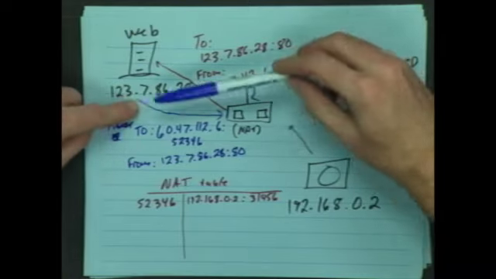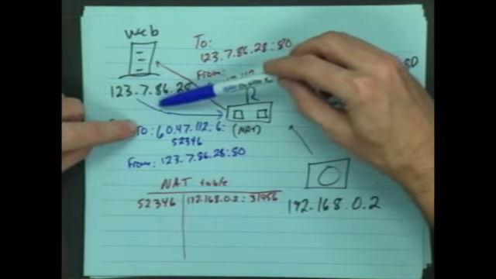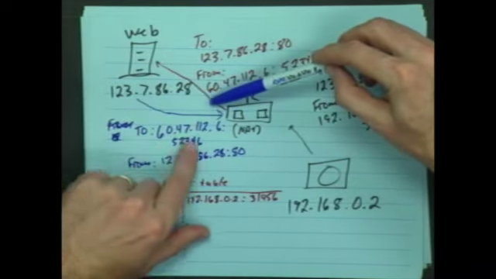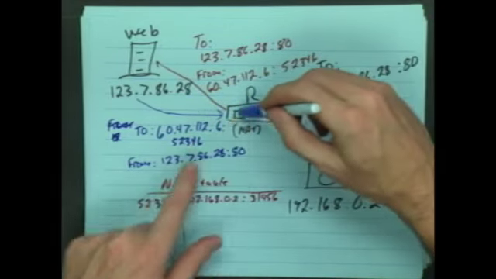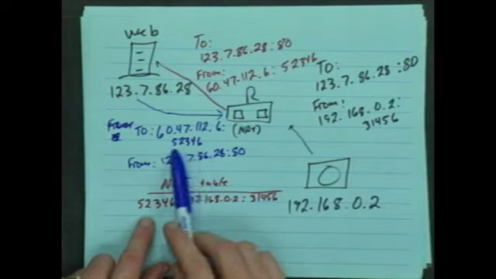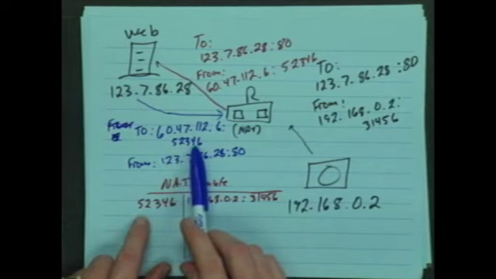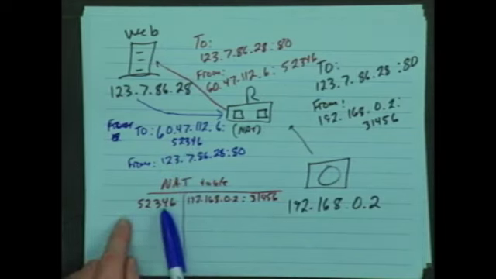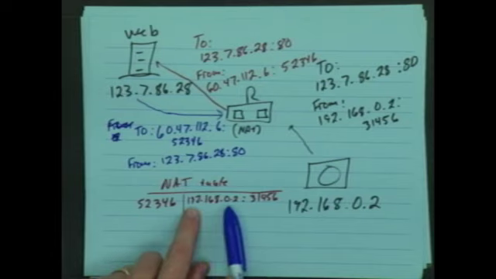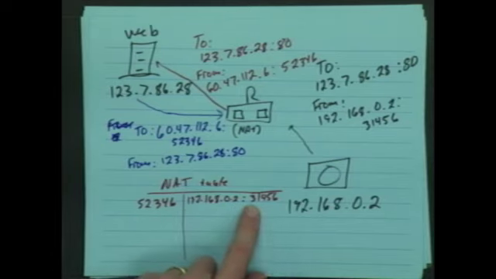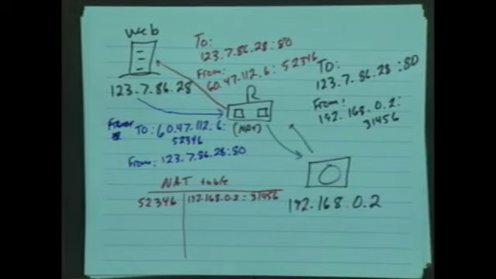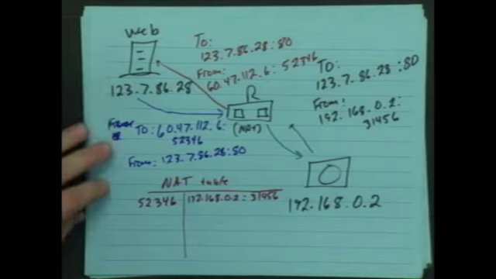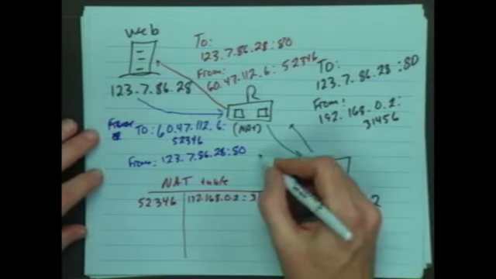So when the reply comes back, and it's my blue one here, to 60.47.112.6, well, that's this IP address. The router will then go to its table and say, what is 52346? 52346 is to 192.168.0.2, port 31456. And so it's going to do another segment and packet. It will readdress everything.